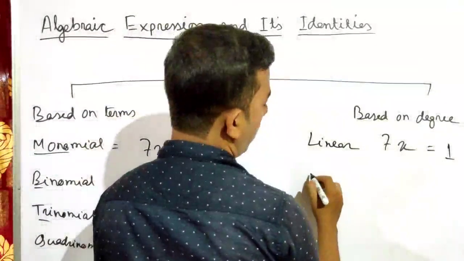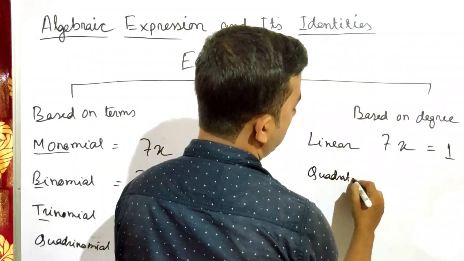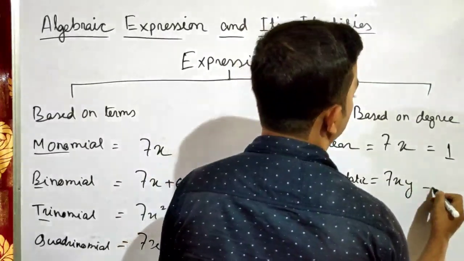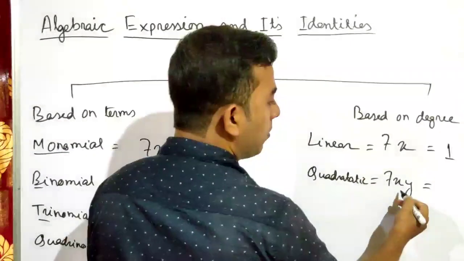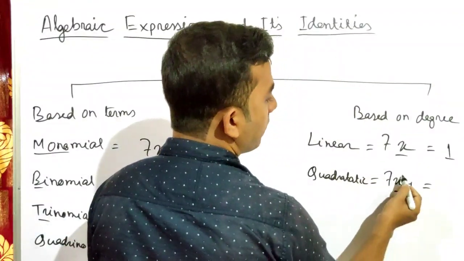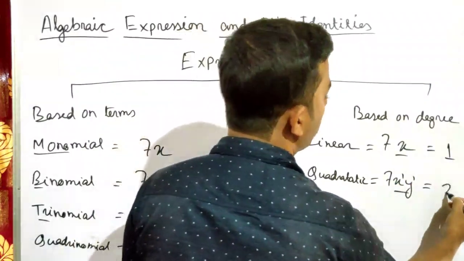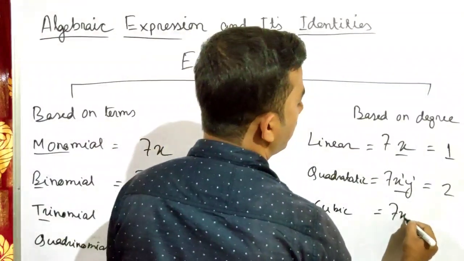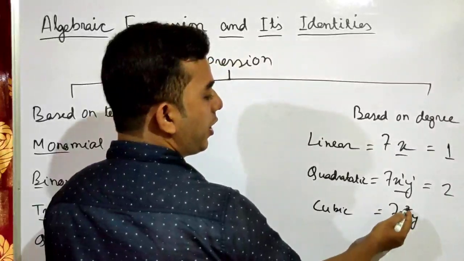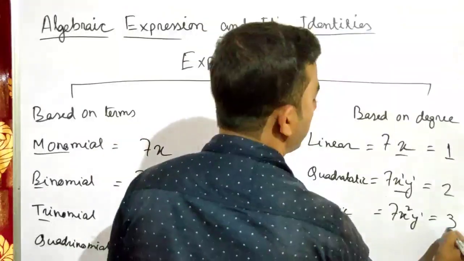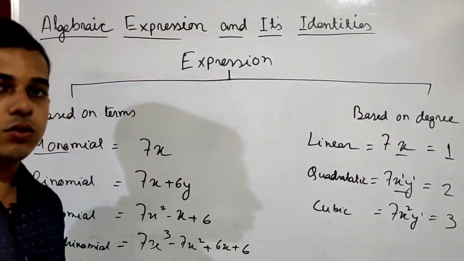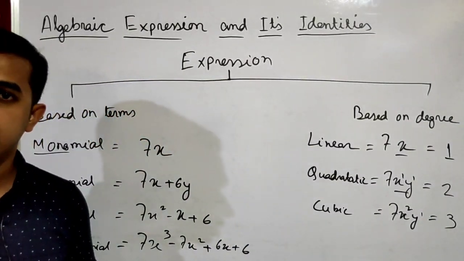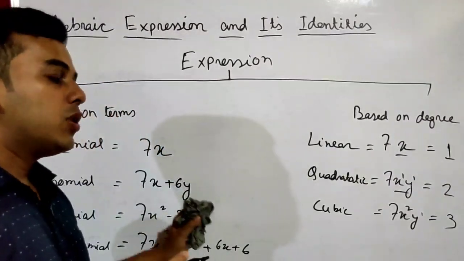So next is quadratic. Quadratic equals what? For example, 7xy. Look, we are considering the variables, not the constant. So here x is 1, y is 1, so 1 plus 1 is 2. Next is cubic, for example, 7x square y. So look here, 2, here 1, 2 plus 1 is 3, clear? So when degree is 1, this is known as linear. When degree is 2, it is known as quadratic. When degree is 3, this is known as cubic. Clear? Okay. So this was the basic one.